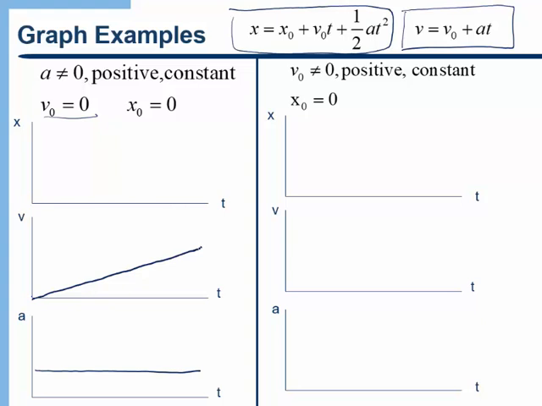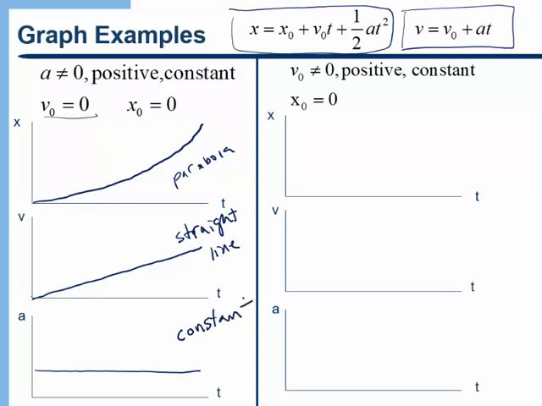If x naught is also 0, then when we plot x as a function of time, it's just the 1/2 at squared part, and that's going to be a parabola. So I want you to pay attention to this pattern because you're going to see it again and again with constant acceleration. Parabola, straight, and constant.